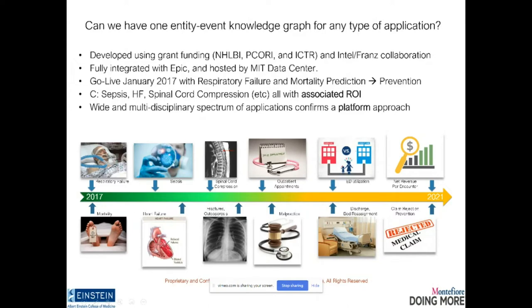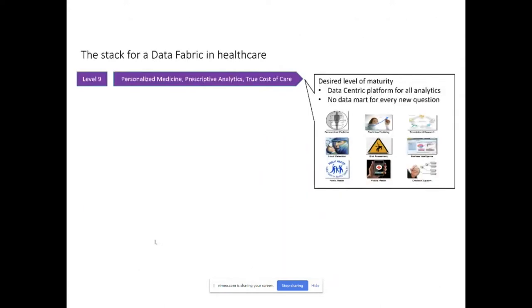After that, we created a model for sepsis. They created a model for spinal cord compression. But the point is, if you look at all these different types of applications, they're always different, but they always use the same underlying entity event knowledge graph. Yeah, and we've been talking about this approach of entity event modeling. And by the way, don't worry, I'll go into the details of that model a little bit later, yeah, in great detail.